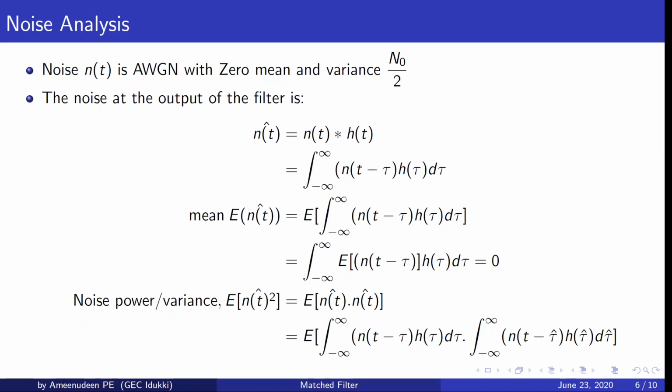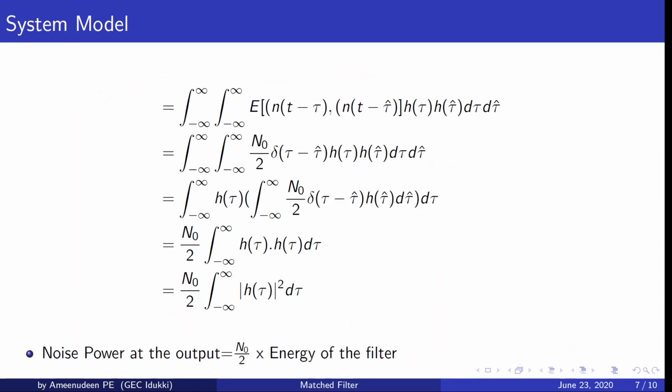And now to find the noise power or variance, E of n cap of t square. So it is E of n cap of t into n cap of t. You can write it as two separate integrals. Now you can rearrange it like this, since h of tau and h of tau cap are deterministic. Now we know that this first term is actually the autocorrelation of the noise, or autocorrelation of AWGN.